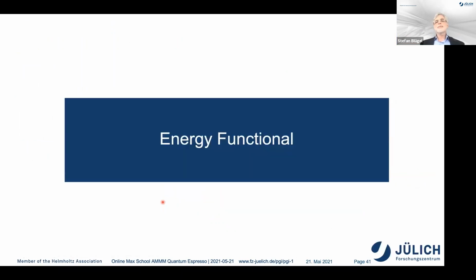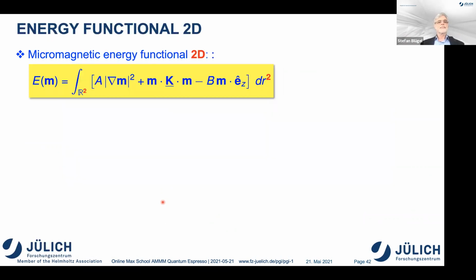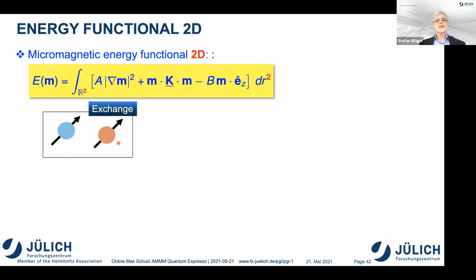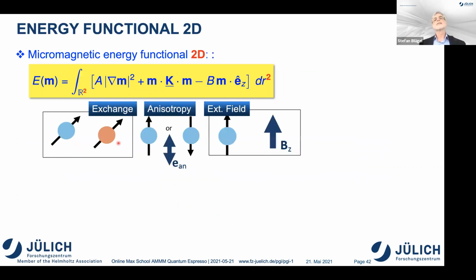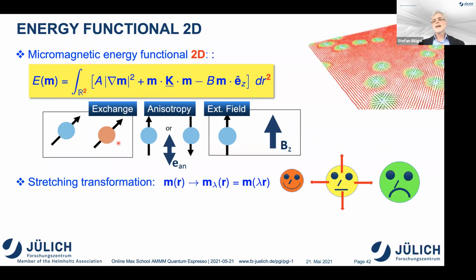Now, let me say one word about this energy functional. This micromagnetic energy functional I have shown here. Here's the exchange, the magnetic anisotropy, and, for example, external magnetic field. And the question which I would like to address is, I'm putting now in this micromagnetic energy functional a skyrmion, which I showed you before. What I'm doing now is I take this skyrmion into this equation and scale a little bit the radius of the skyrmion and look at the stability of the skyrmion.